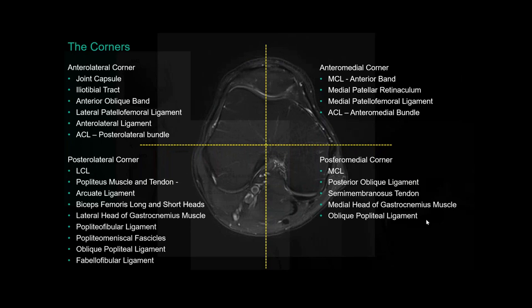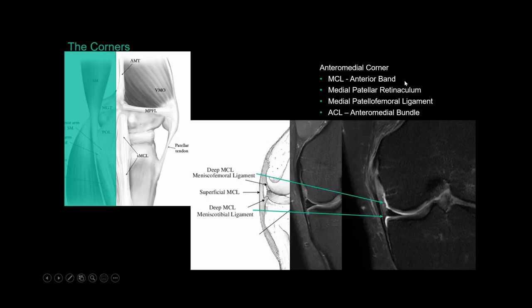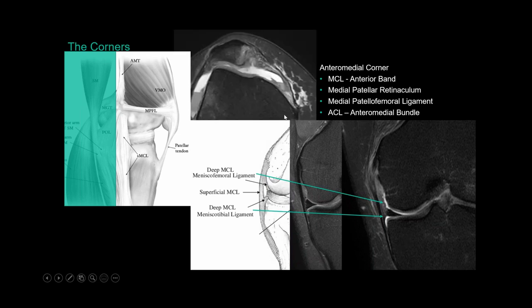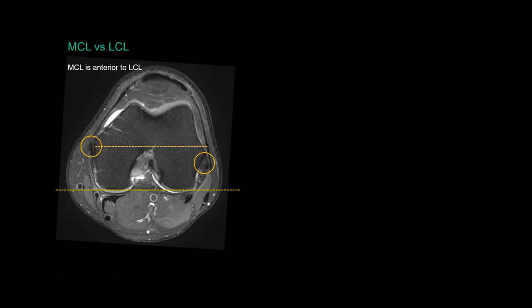And last but not least, the anterior medial corner, which includes the medial collateral ligament, the anterior band, which contributes to the medial patellofemoral ligament, the anterior medial bundle of the ACL, as well as the medial patellar retinacular fibers. Okay, so in this instance, you can see that the medial patellofemoral ligament is disrupted. It should have a dark, bright, dark appearance when it's intact, but it is usually torn if there are instances of lateral patellar subluxation. Point to note, in a normal setting, when we scan the patient, the medial collateral ligament is located anterior to the lateral collateral ligament at their insertion point to the distal femur.